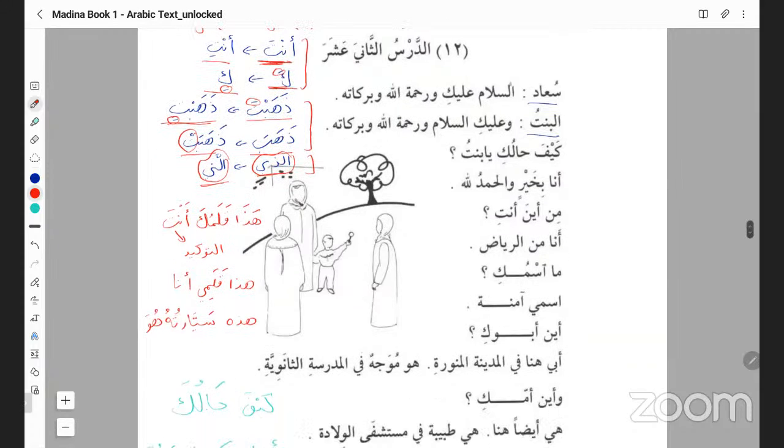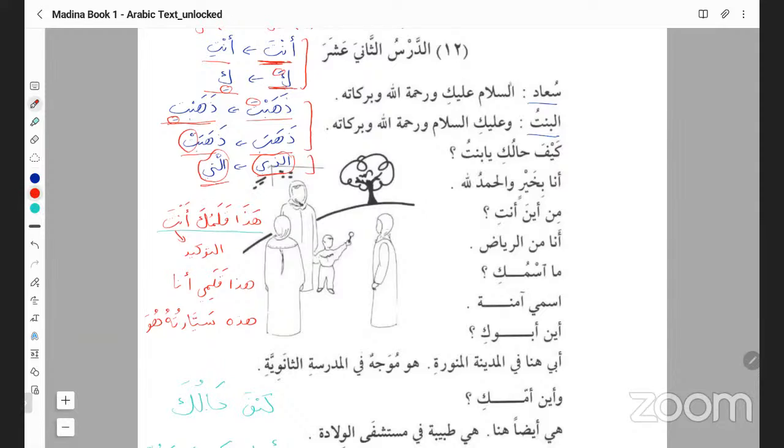And then another concept that comes up in this lesson, it is the tawkid, the emphasis, by using a pronoun to emphasize something. So here we have the sentence, هذا قلمك أنت. This is your pen. So هذا قلمك, this is your pen. It means it's yours, but أنت at the end. You have أنت here. So why do we have أنت here?